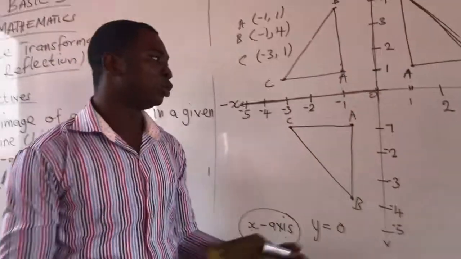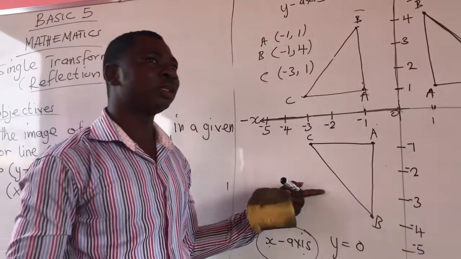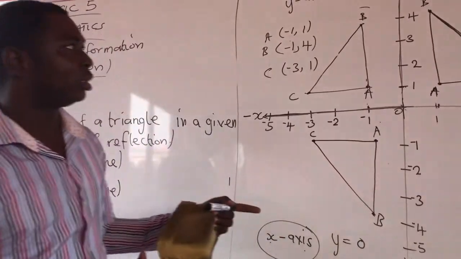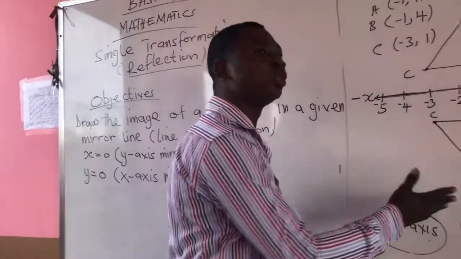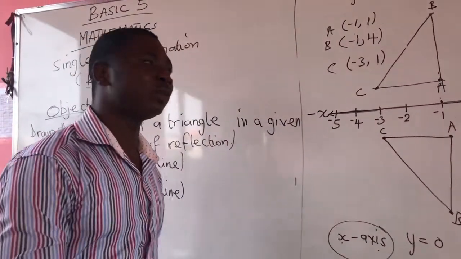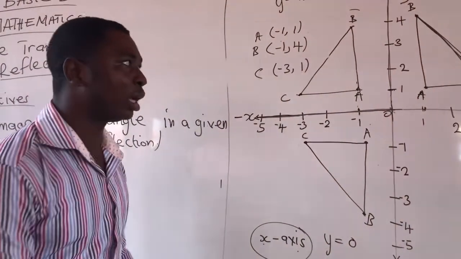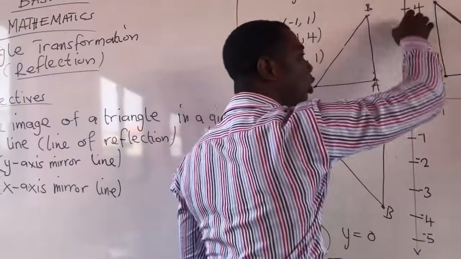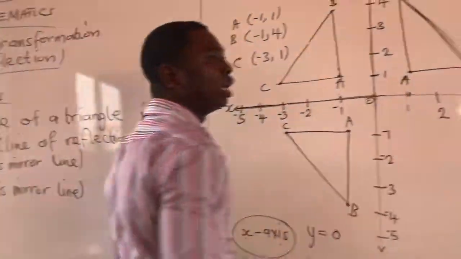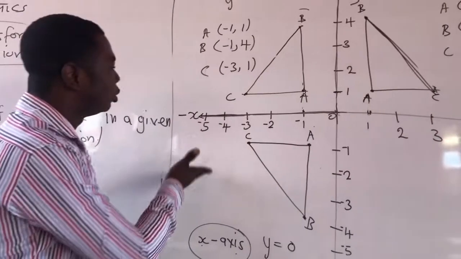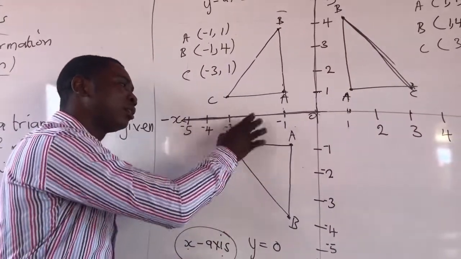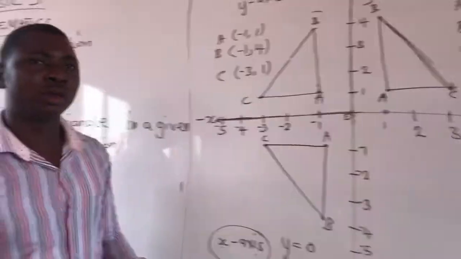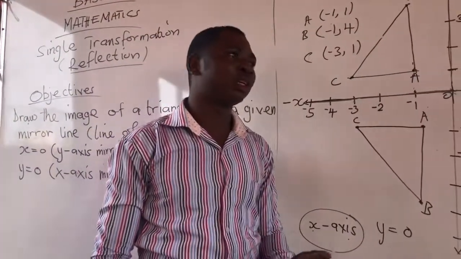Good. Yeah, we want to bring the lesson to an end. To bring the lesson to an end, what have we learned so far? We have learned how to reflect an image using the mirror line given. And we said, using the y-axis mirror line, you go straight to the y-axis and reflect the object. When you are using the x-axis mirror line, the same as y equal to 0, then use the x-axis, then you reflect the image.